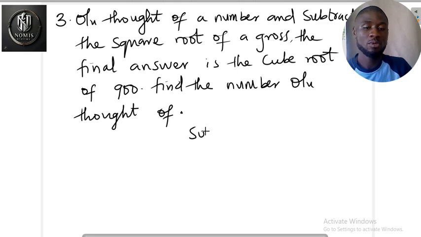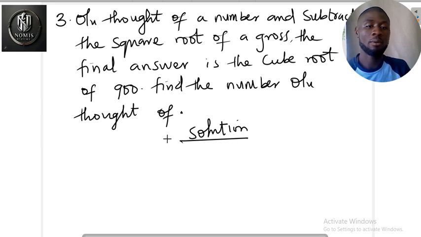So let's begin by unraveling the hidden figures. Olu thought of a number. We don't know that number, so let's assume the number to be P. P is representing the number Olu thought of. Then he subtracted the square root of a gross. So there's something that we need to learn again. What is a gross? Gross in mathematics simply means 144. The final answer is the cube root of 900.